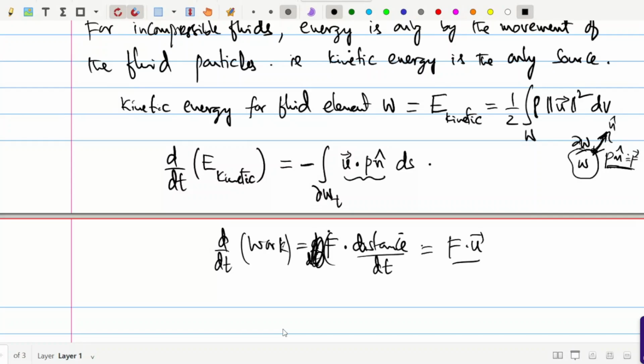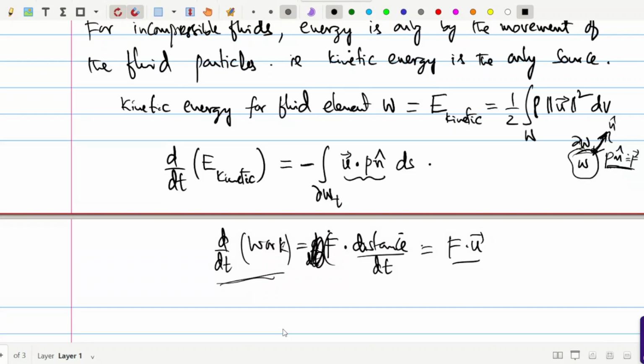Yes, sir. This is the rate at which this work is done on the surface by the fluid elements. If you consider this fluid, what is done is the rate of work done by the surface forces, that is, the pressure forces.